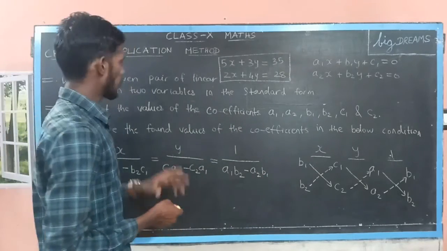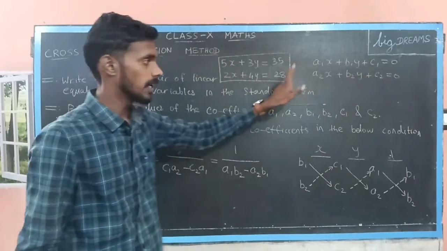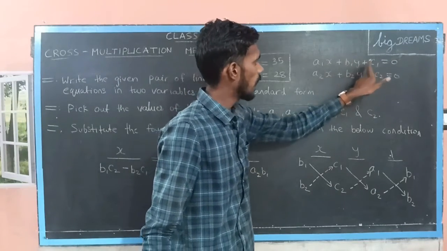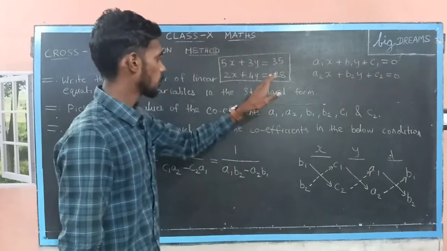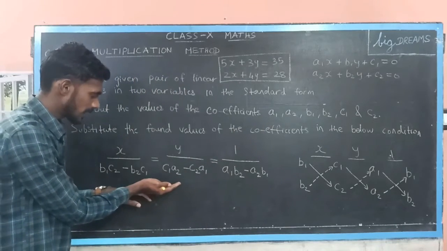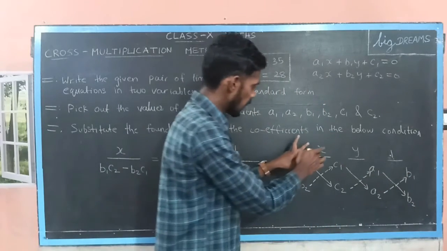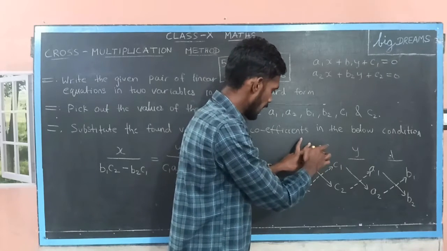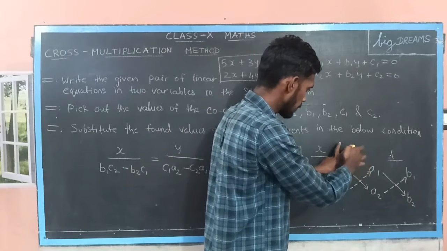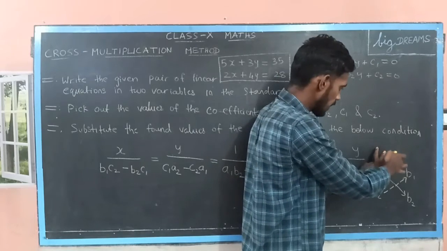Clear? First you have to write the given pair of linear equations in the standard form like this. Then you have to pick out the values of the coefficients a1, a2, b1, b2 and c1, c2. Then we have to substitute the found values in this condition. This condition can be easily remembered with the help of this diagram. I have assumed the x coefficient to be plus 1, so I am writing x alone here. Then I am assuming the y coefficient to be plus 1, so I am writing y alone. Then I am assuming the constant term to be 1, so I am writing 1 alone.